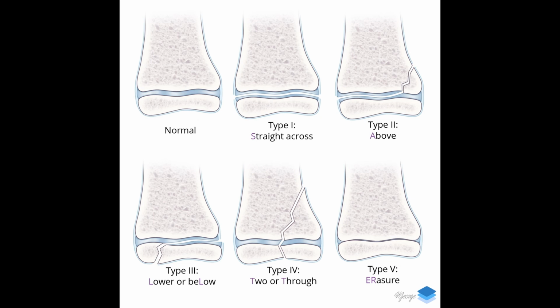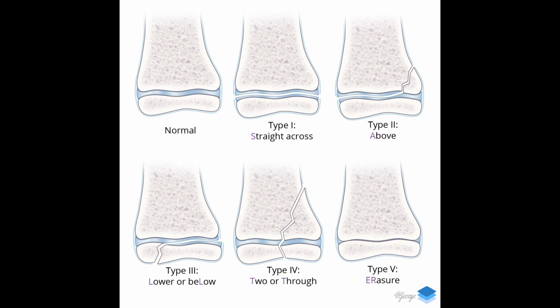Type 3 fractures run from the epiphysis, or the area below the physis, to the physis, and these can be remembered by associating the L of below or lower with the L of Salter. Type 4 fractures run from the metaphysis through the physis to the epiphysis. These can be remembered by associating the T of through or to, as it involves both the epiphysis and the metaphysis, with the T of Salter.